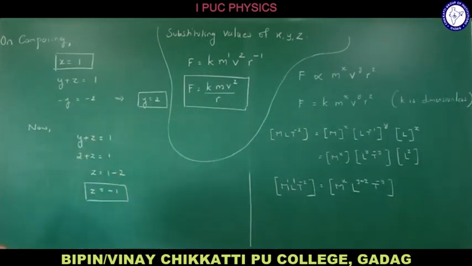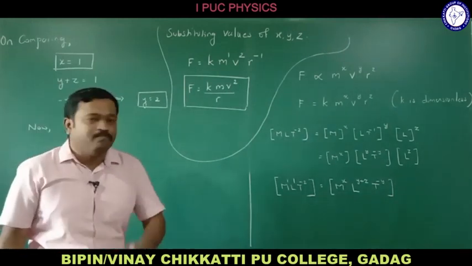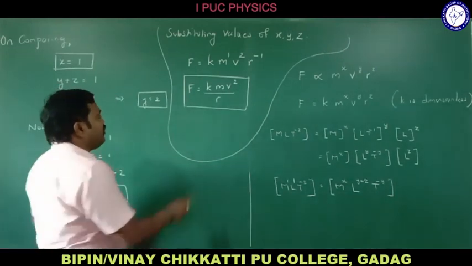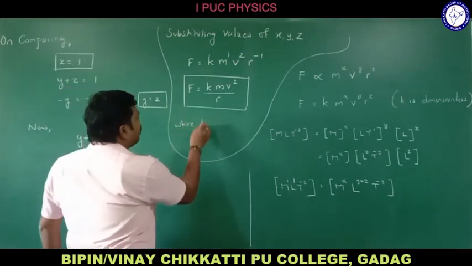So here, what is m? M is the mass of the particle. V is the velocity of the particle, and r is the radius of the circle. So we got the formula F is equal to m v square divided by r. What shall I write now here?